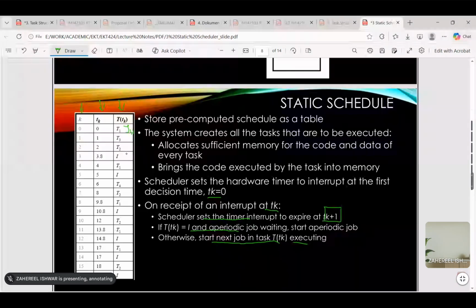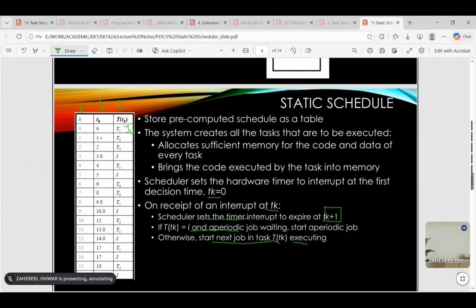Okay. How long does it run? This is 1 unit of time. Remember, here is 0, next is 1. So the first job of task number 1 runs for 1 second. And that's all it needs, which is 1 second only. Okay, we assume the unit is second. So then at time equal to 1, the CPU is free.